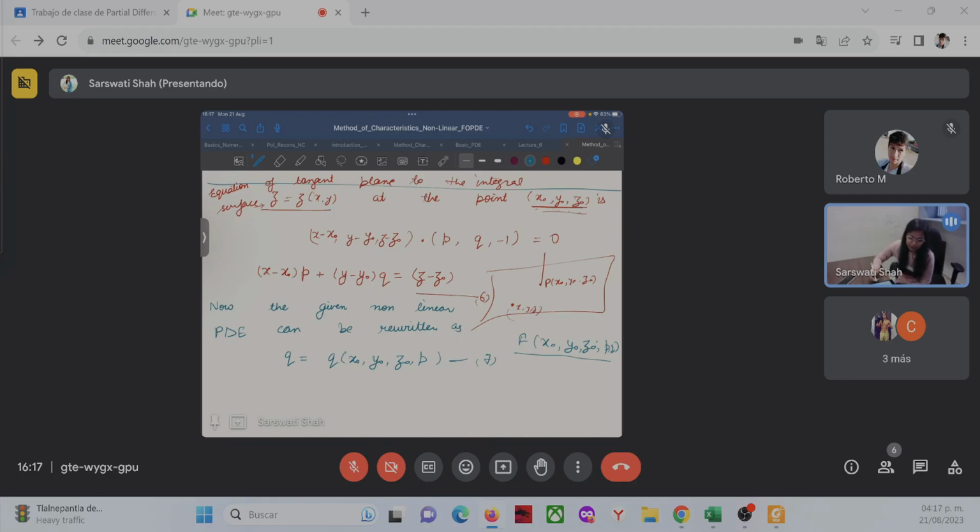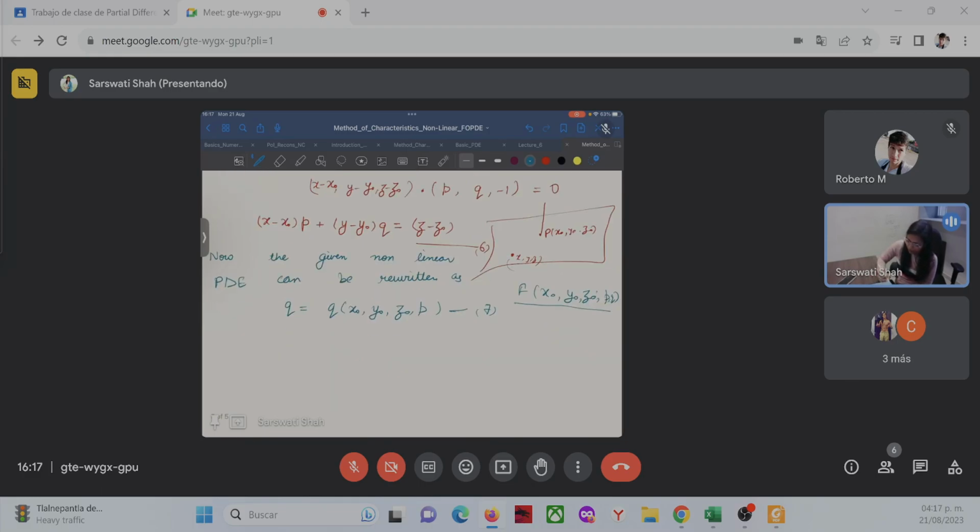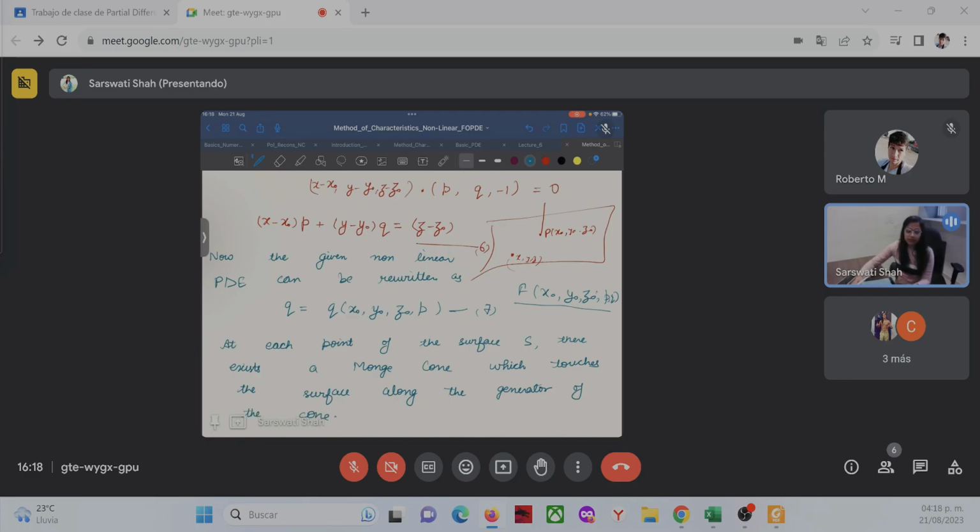At each point of the integral surface S, there exists a Monge cone which touches the surface along the generator of the cone. We already have discussed at each point of the surface S, there exists a Monge cone which touches the surface along the generator of the cone.